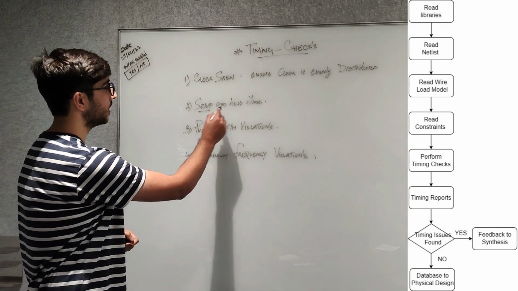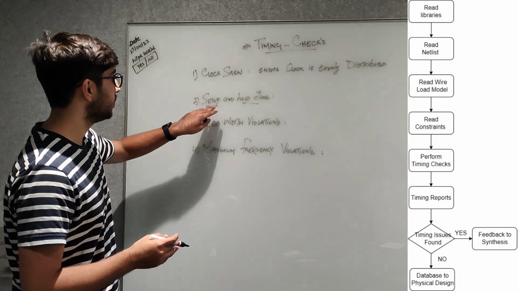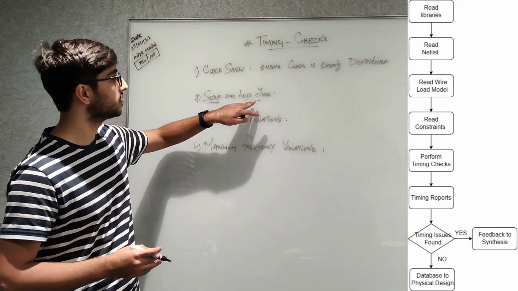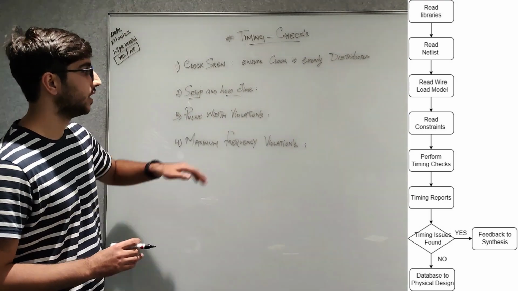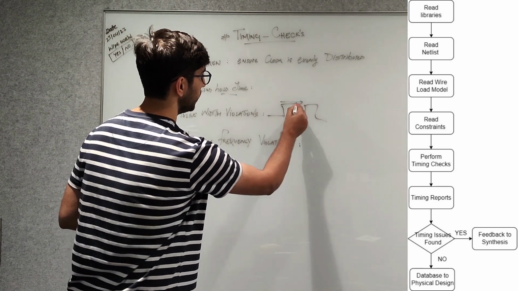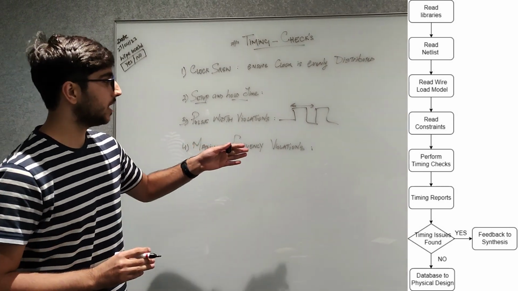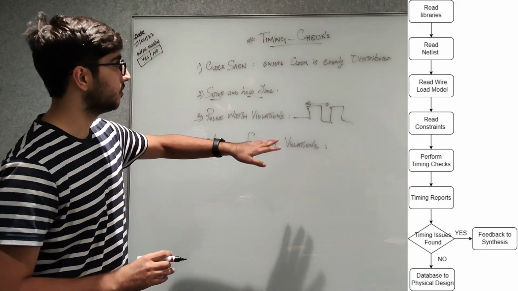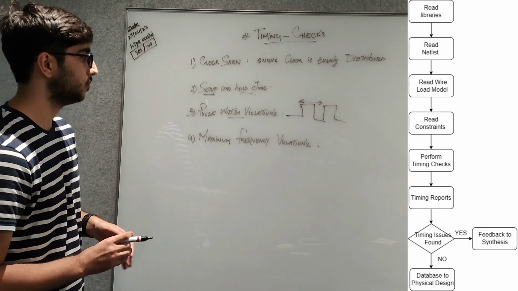Second comes setup and hold time, which means that the data should be stable. The setup time basically means the data should be there even before the clock is high, and it should be stable even after the clock has left. Third timing check is pulse width violations. We have to make sure that the pulse width is correctly defined, because if your duty cycle is improperly defined, it will lead to errors and that will be caught in the timing check. So it should also be ensured that all the pulse widths are correctly mapped.